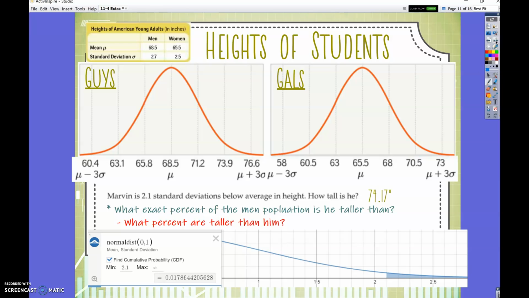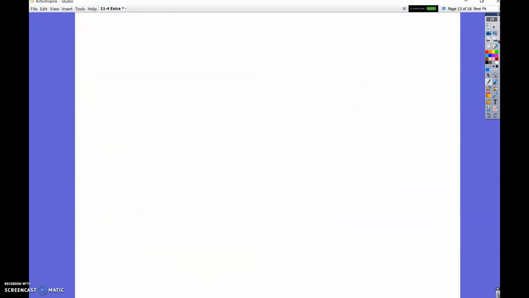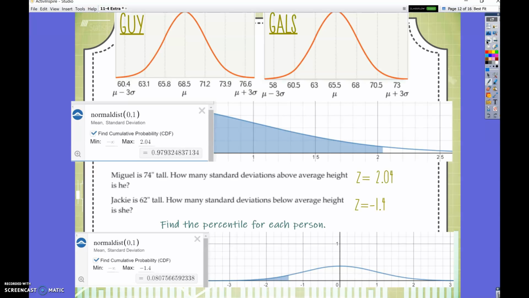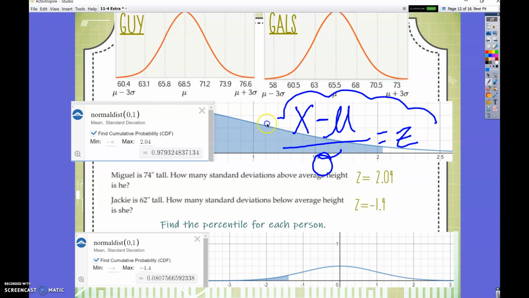Here's another one. I've got Miguel, who's 74 inches tall. I had to figure out his z-score. And one thing we should verify, if you know someone's actual data, call that X, and you subtract the mean, the average of the males, and divide by the standard deviation, you will get their z-score. So this is the formula you will want to use to calculate someone's z-score.